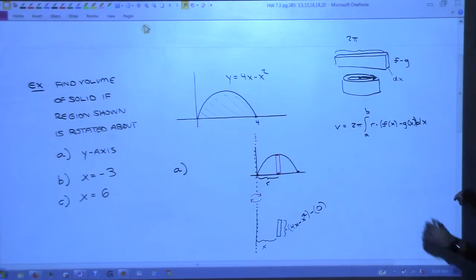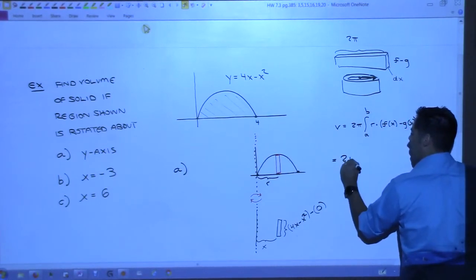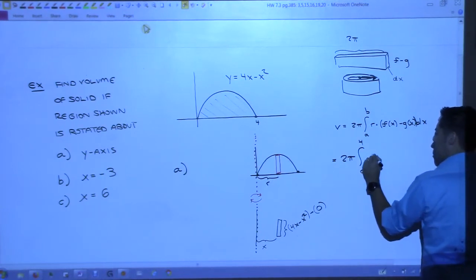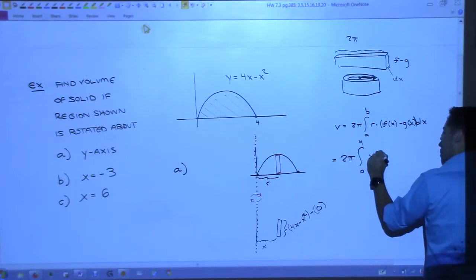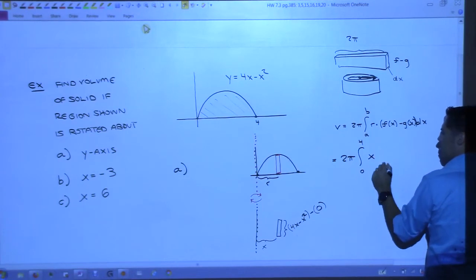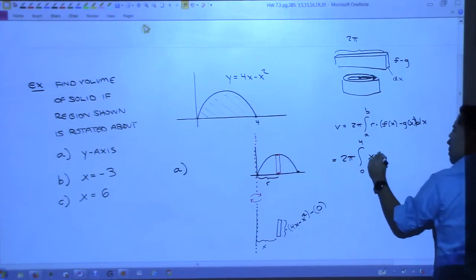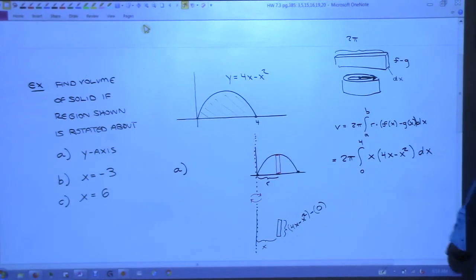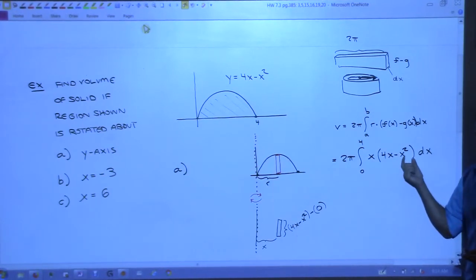0 to 4. So the volume will be 2 pi integral from 0 to 4 of the radius, which is x, times, in parentheses, the difference of these two, which would be 4x minus x squared, dx. And that's it. Of course, we could integrate this pretty easily. We just distribute the x through term by term, do them, plug things in, and we're done.